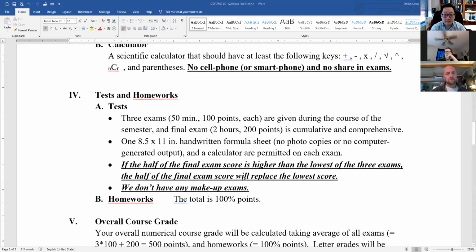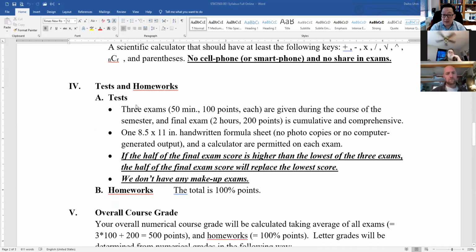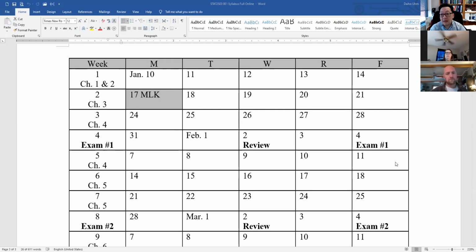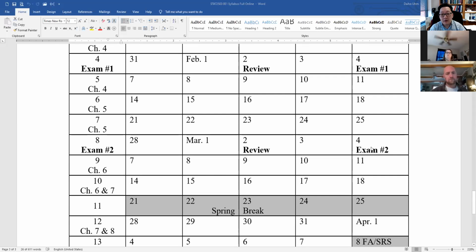Okay, keep going. And the next one is the tests. We are going to have 3 exams and a final exam. Yeah, here's the schedule. It's every 4 weeks. It's in February, on Friday, we are going to take the exam, and the exam will be online. And another 4 weeks later, in March on Friday, we are going to take the second exam.